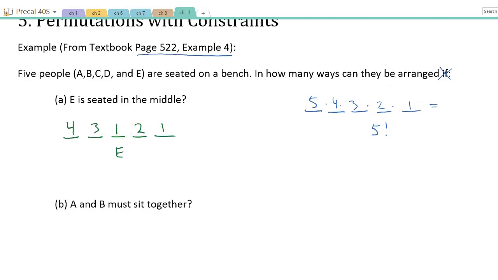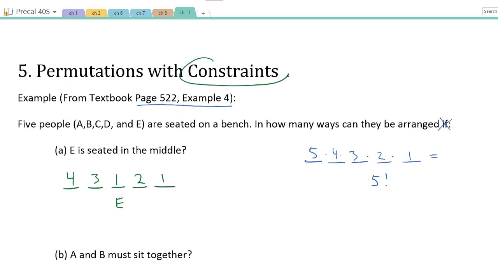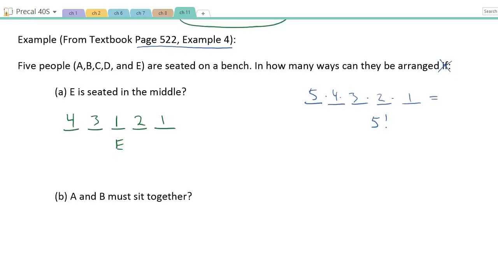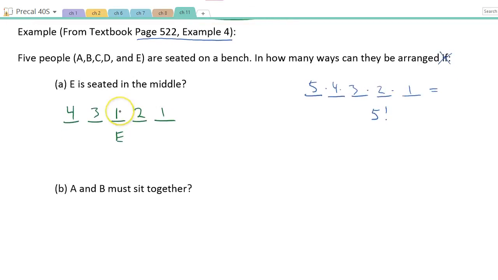So really, when you look at this, you place your first person down. Okay, so whenever you have these constraints, deal with the constraint first. Okay, deal with the restriction, another word we use. So put this person down first, and then put the rest of the people down. So really, this is going to be the same thing as a 4 factorial. Okay, which I think is 24.